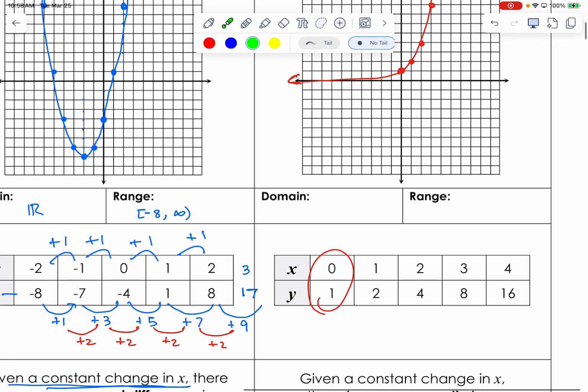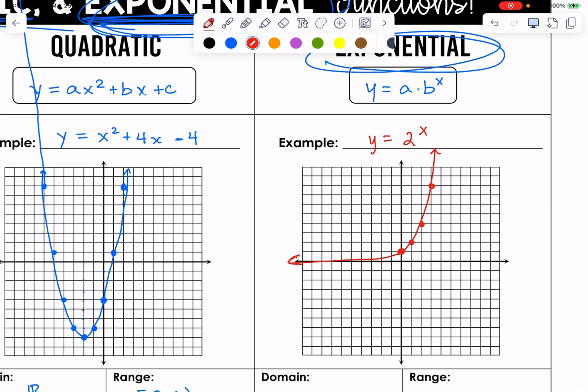Then we went down here and they had (1, 2). If I plug 1 in, you got to pay attention. What's 2 to the first power? Just 2. So that's why we have the point (1, 2), because I plugged 1 in and I got 2. What if I plug 2 in? What's 2 to the second power? 4. What if I plug 3 in? What's 2 to the third power? 8. 2 times 2 times 2 is 8. Let's go one more. What's 2 to the fourth power?